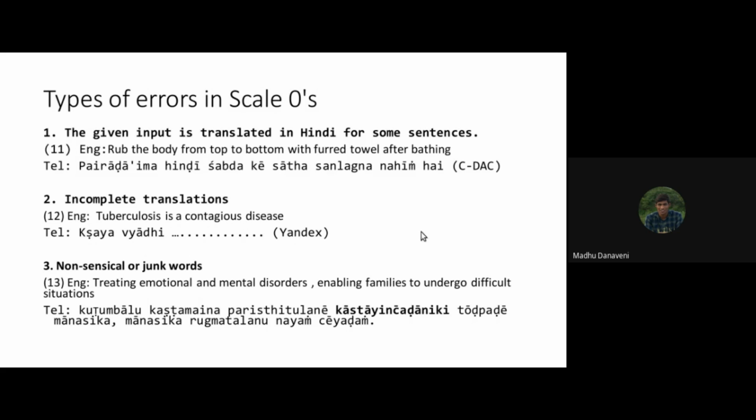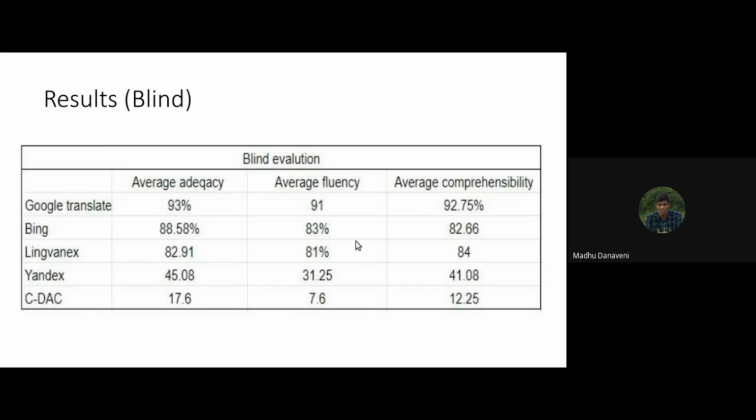Types of error in scale 0. It is completely the MT system didn't translate anything from the input. Instead, they left the sentences and major parts of the input untranslated.